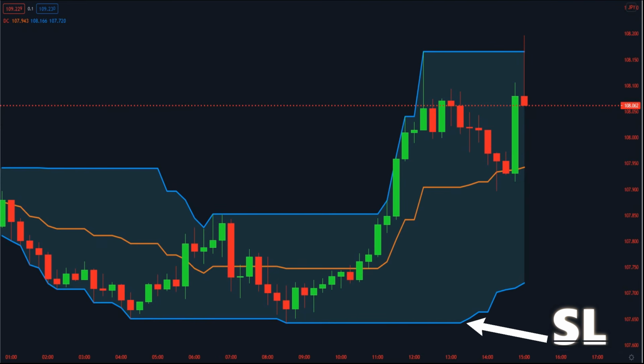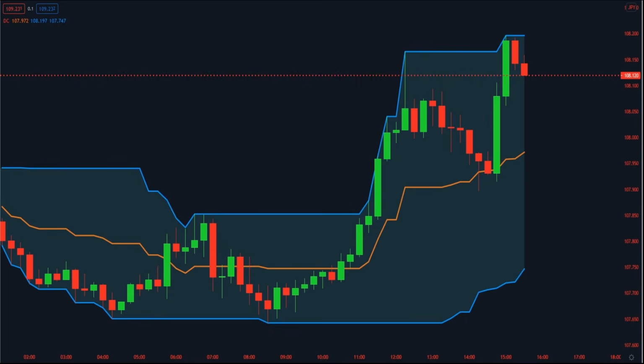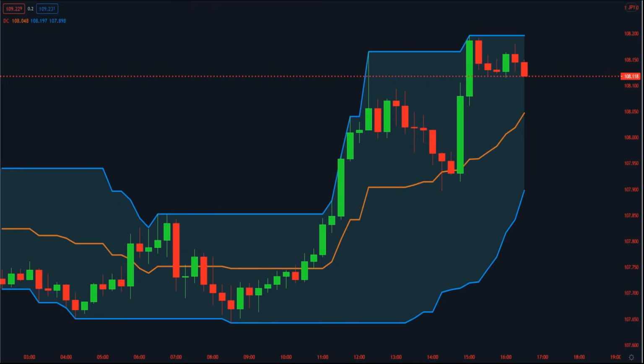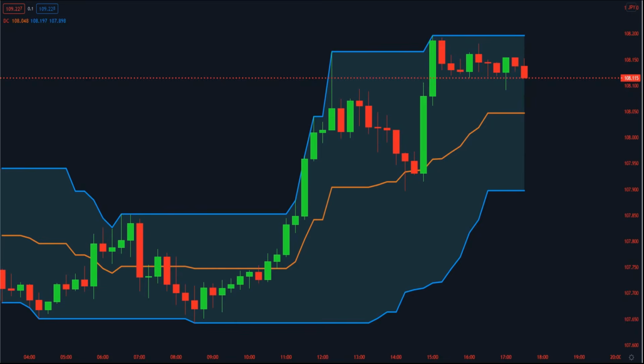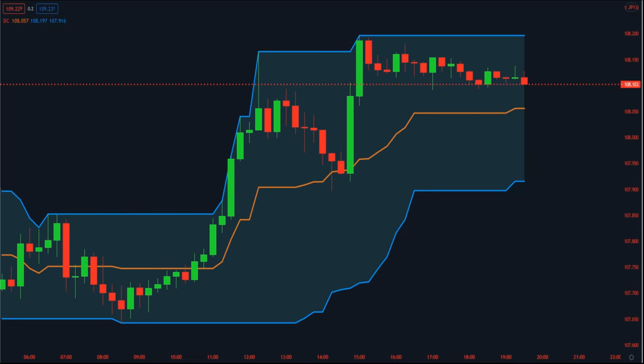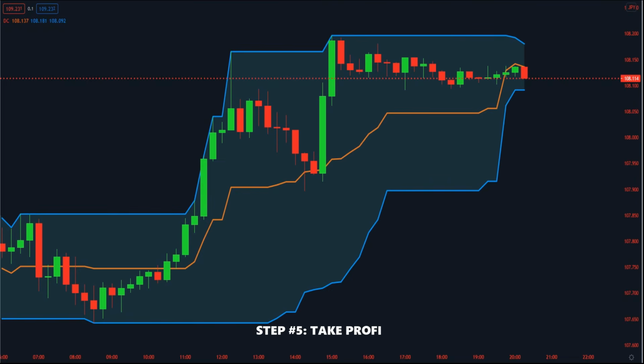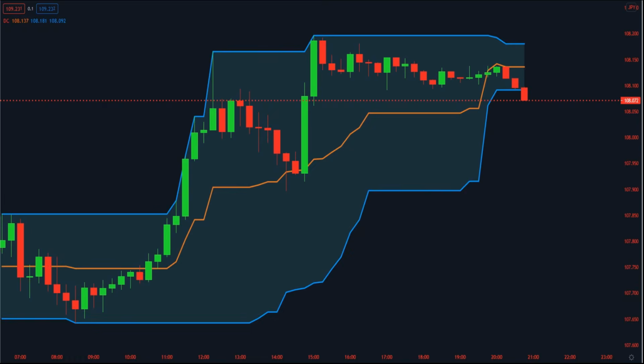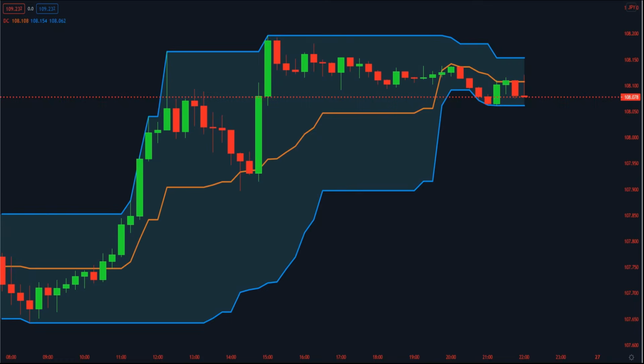Last but not least, we also need to define where we take profits. Step number 5, take profit at the end of the day or if you want to ride the trend. The beauty of the Donchian trading strategy is that you can apply multiple exit strategies so you can maximize your profits.